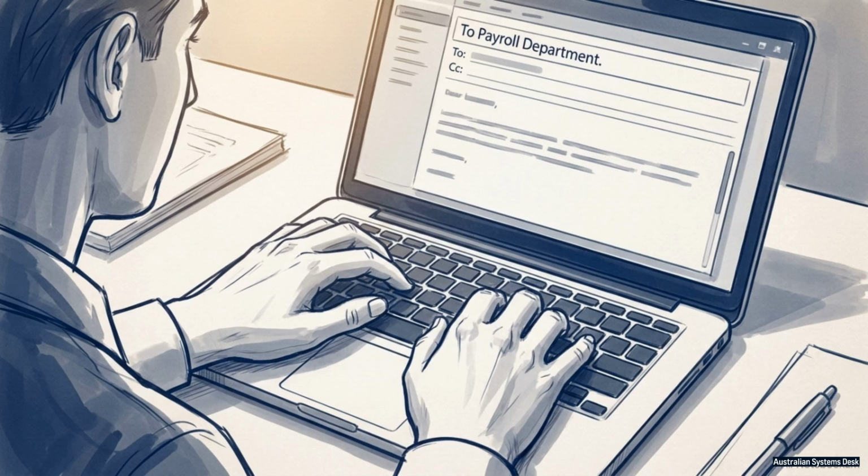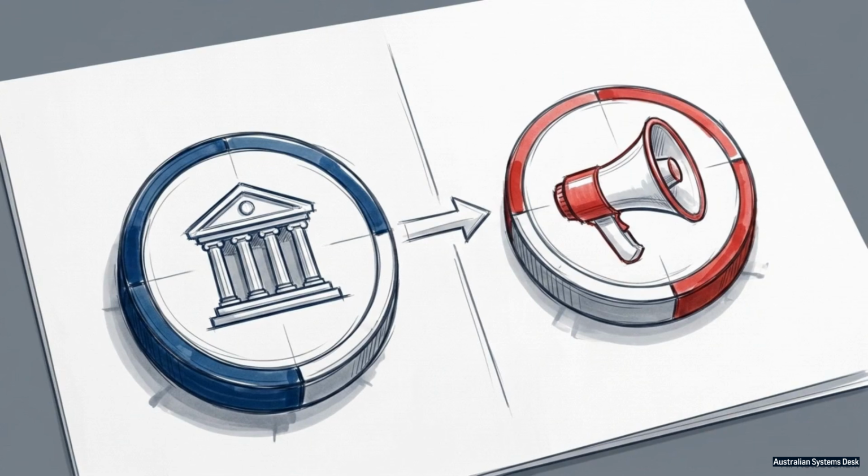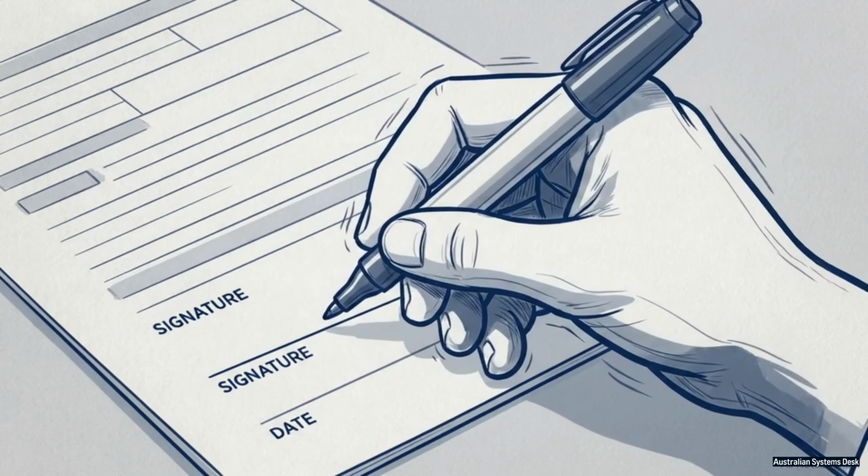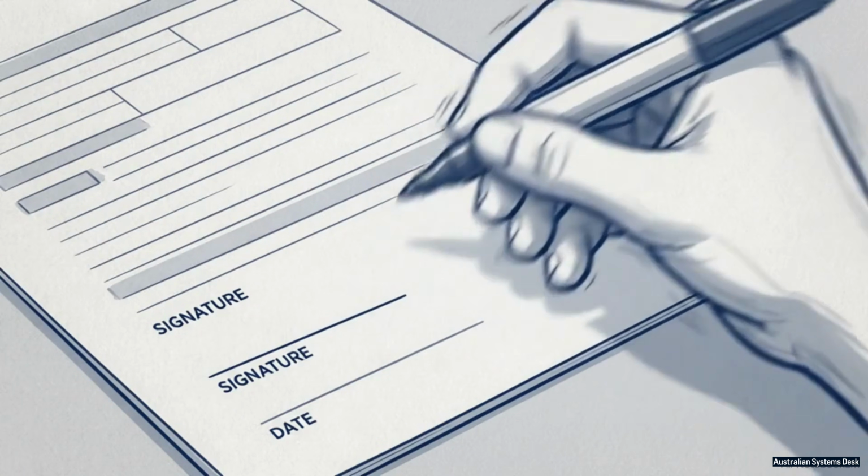If you find a discrepancy, raise it with payroll in writing. If the issue isn't resolved, contact the Fair Work Ombudsman or seek union assistance. Do not sign any document stating you have received all your entitlements unless you have verified the numbers yourself.